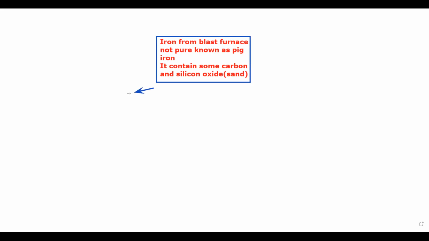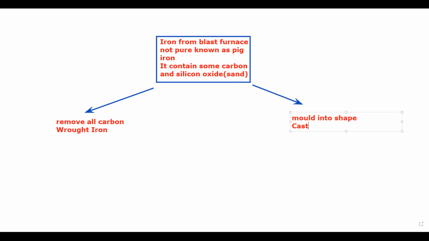Now this pig iron, if we remove all of the carbon from this pig iron, we call that wrought iron. But if we have a pig iron and we just mold it into shape, like we make a certain shape, we call that cast iron.